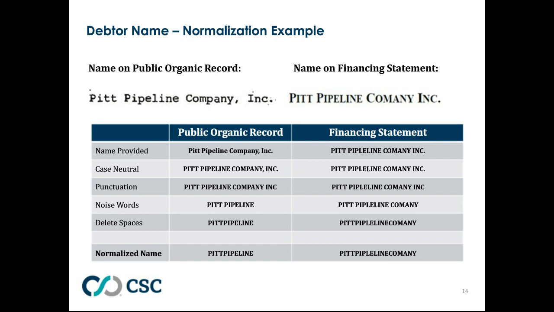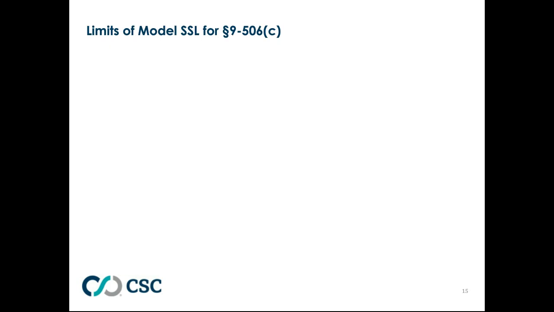The two normalized names do not match, so a search on the correct name is not going to find the name with the spelling error, and that will render the financing statement seriously misleading and not effective. Now, there are some limits to what model search logic can do.